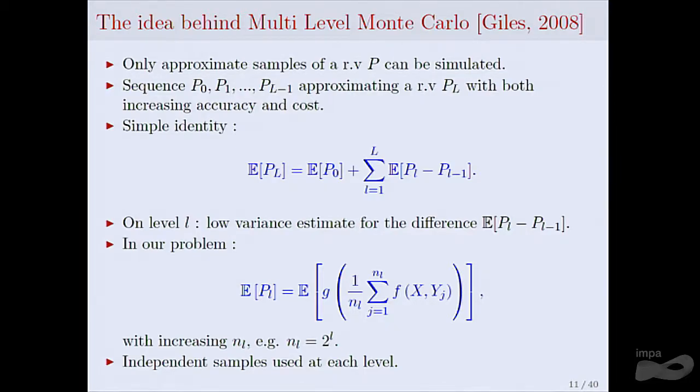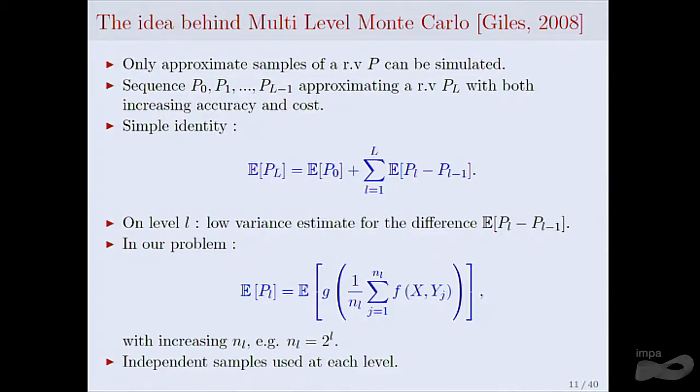Of course, you could just estimate this quantity by running a standard Monte Carlo, but instead we're going to use the whole sequence approximating the random variable PL. Here you see that the expectation of PL, the quantity you're interested in, just equals the expectation at the coarse level, the worst level, level 0, plus the telescopic sum. So instead of estimating this quantity, you're going to estimate this and this. I must add that the differences here will actually be really small.